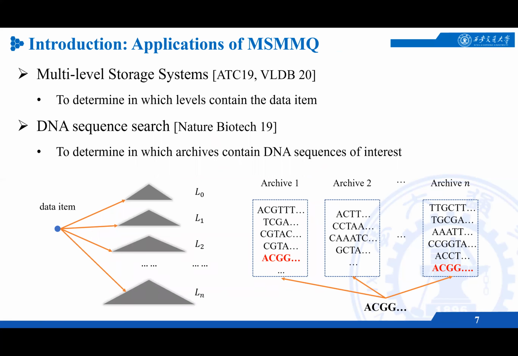For example, in multi-level storage systems, such as the log structured merge tree, multi-set multi-membership query helps reduce the number of accesses to find data item of interest. Another example is DNA sequence search. Genomic sequence data are stored in public archives with huge volume. Given a DNA sequence of interest, multi-set multi-membership query helps fast locate possible archives that contain the DNA sequence, and thus saves a lot of time for the follow-up research.